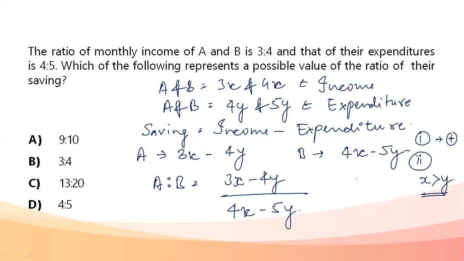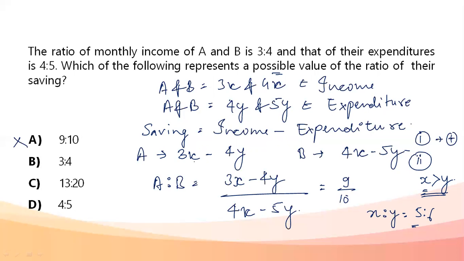Next thing that I have to do here is go with respect to options, because after this I cannot solve anything and no other relation is given with respect to incomes and expenditures, and they're just asking me a possible value. Let's try to put in the options one by one. If the possible ratio of their savings is 9 is to 10, then (3x minus 4y) upon (4x minus 5y) becomes 9 by 10. When you solve this, you get the ratio of x is to y as 5 is to 6. It is positive, but it contradicts the fact that x has to be greater than y. This becomes wrong. So A cannot be my answer.